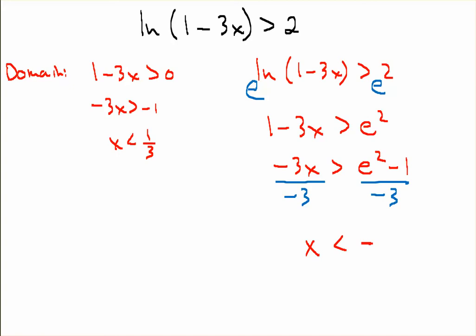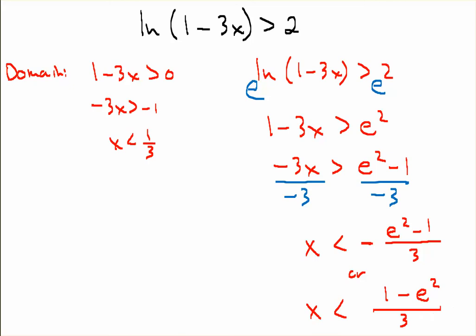And the negative goes out in front if you like. You can have it like this, where the negative just sits out in front of the fraction. Or you can have it so that the negative comes into the top. So negative e squared and a plus 1, so 1 minus e squared over 3. Either is fine. You get the same answer anyways.